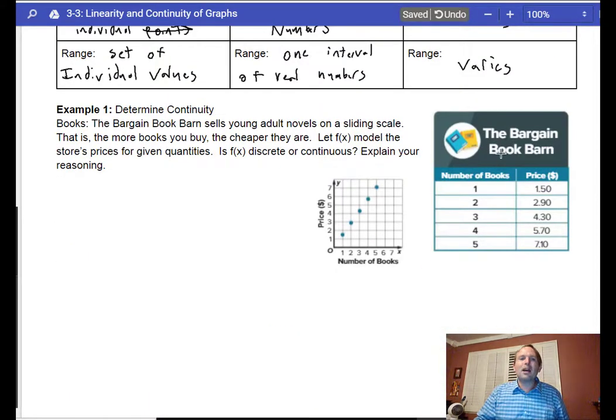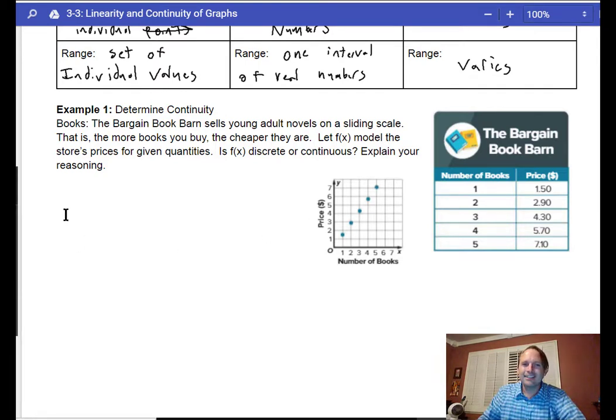So, determine continuity. Books. The bargain book, this should be red because you don't need to write it all down. The Bargain Book Barn sells young adult novels on a sliding scale. That is, the more books you buy, the cheaper they are. Let f of x model the store's prices for given quantities. Is f of x discrete or continuous? Explain your reasoning.